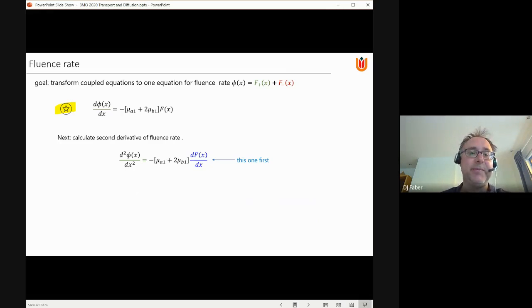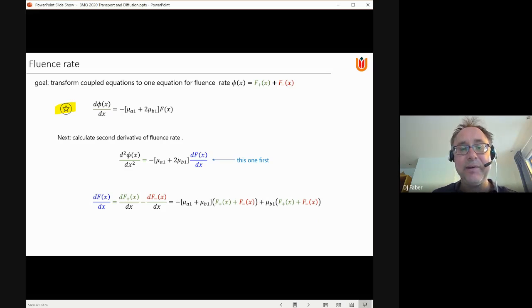Okay, let's take this one step further. We can calculate the second derivative of the fluence rate. So differentiate again. The optical constants are just that, constants on the right-hand side, so they remain the same. And taking the derivative on the left-hand side also on the right-hand side means that we take the derivative of the net flux. So we can tackle that as well.